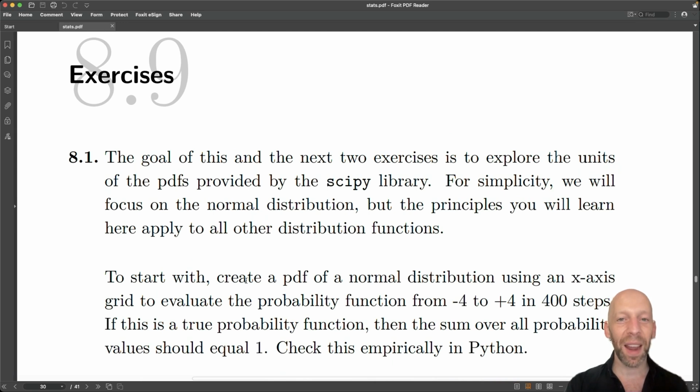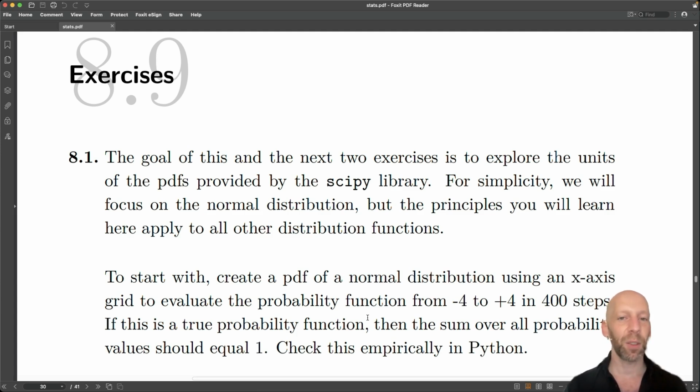So to start with, create a PDF, a probability distribution function, which is a discrete estimate. It's a computer digitized estimate of a probability density function. So create a PDF of a normal distribution using an x-axis grid of -4 to +4 in 400 steps. Now, if this is a true probability function, then the sum over all probability values must equal 1. So check this empirically.